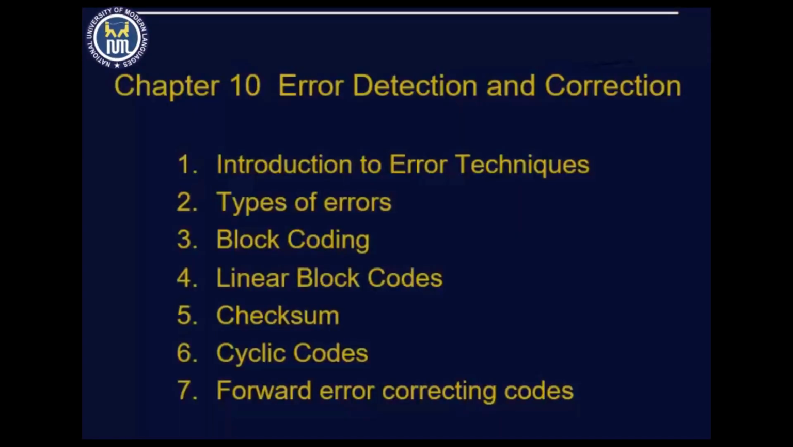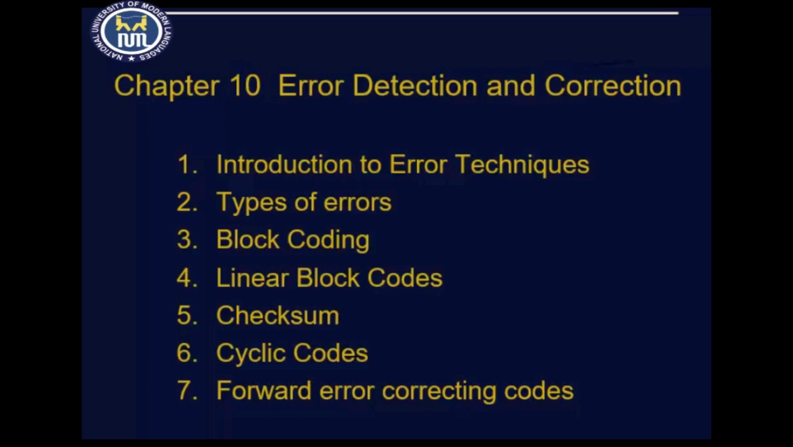Today we will talk about chapter number 10, which is error detection and correction. First we will talk about introduction to error techniques, then we'll talk about types of errors, then we try to understand what are block codes, linear codes, checksums, cyclic codes, and at the end we'll discuss the forward error correcting codes using Hamming. So let's start the lecture.